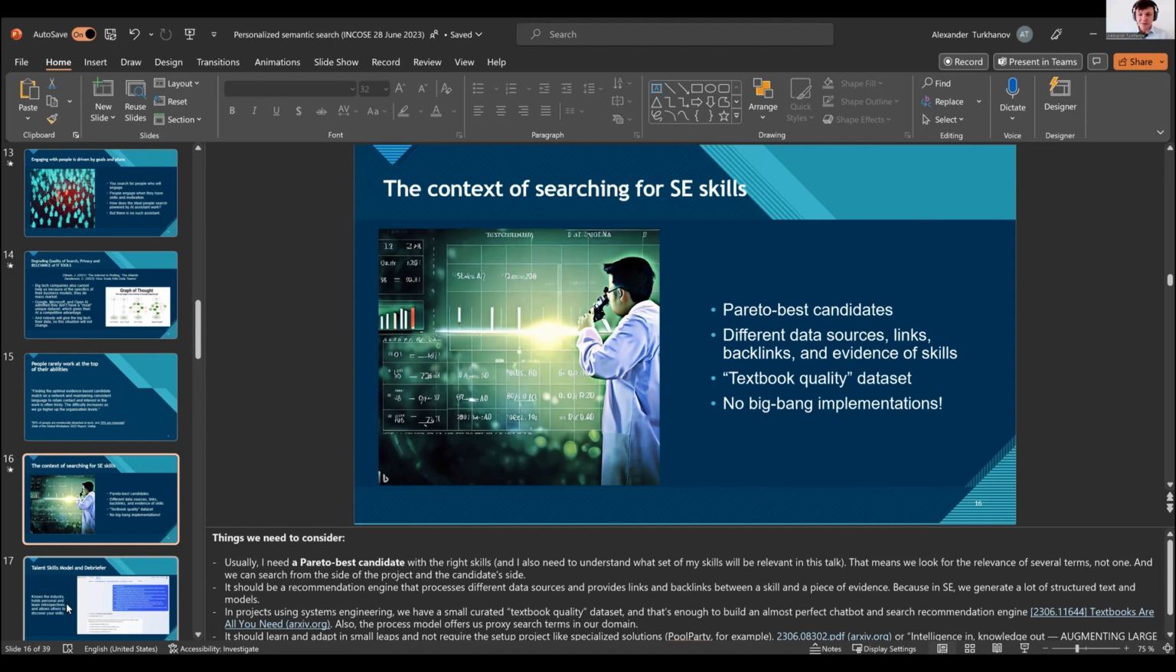They have what we call in machine learning textbook quality data. They are textbook quality data sets. So that means we need a very small size of these data sets to provide really great results. And if you can check it yourself, if you go to ChatGPT and ask questions about systems engineering, you will get, on average, much higher quality answers than in other disciplines, because we have excellent data sets and we can leverage them.